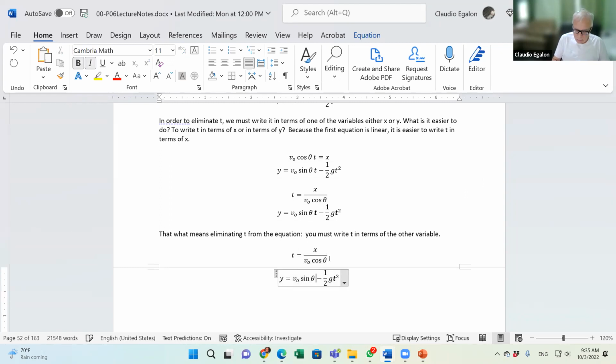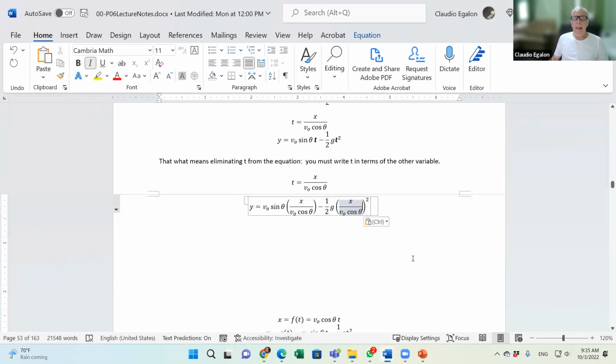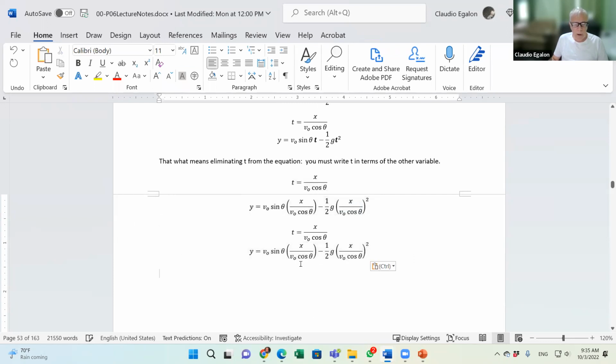Okay, so let's do it. Substitute it here. I'm going to put a parenthesis, and I'm going to put a parenthesis here as well. Okay, let's now work out this equation. Let's see if we can make it look nicer. Now I'm on my way to writing y as a function of x. I have about 50% of the job done. See, now I have only x here.